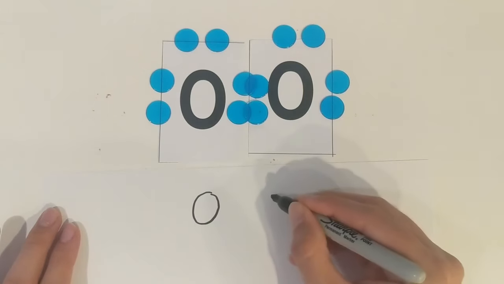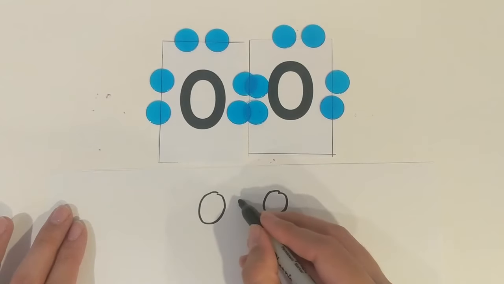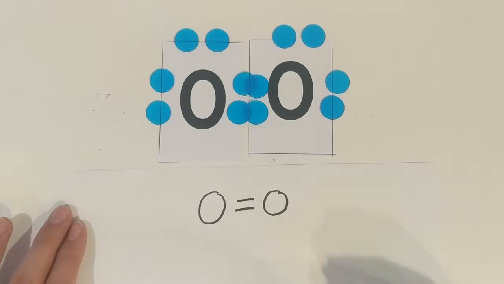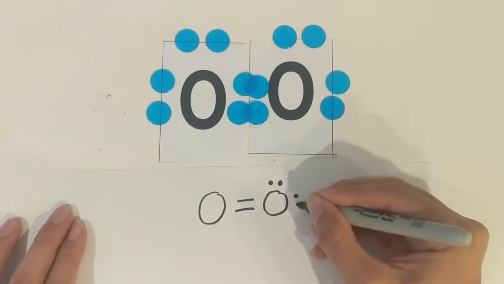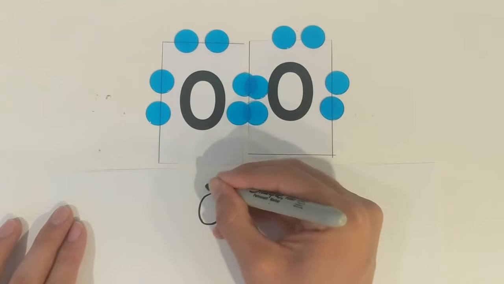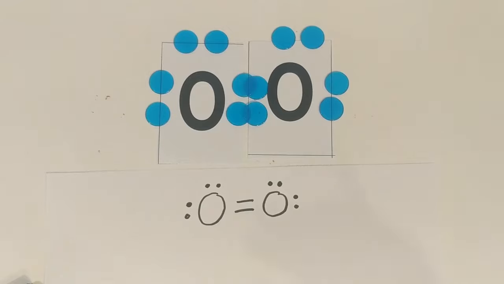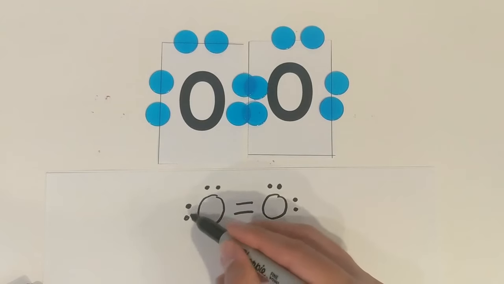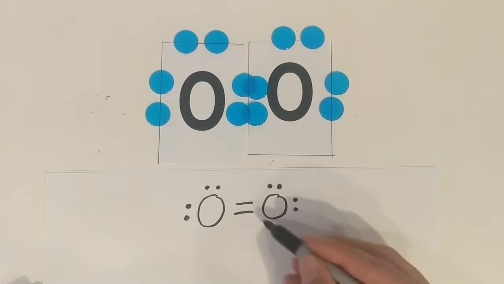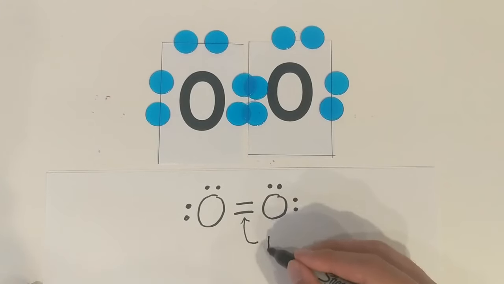If we wanted to draw this out, we would have two oxygens. The way we draw that double bond is with two lines. Then we can draw our lone pairs of electrons on any side we want. I'm just going to draw it like this. That would be how we draw a molecule of oxygen. So remember, these are our lone pairs of electrons, and this is a double bond.